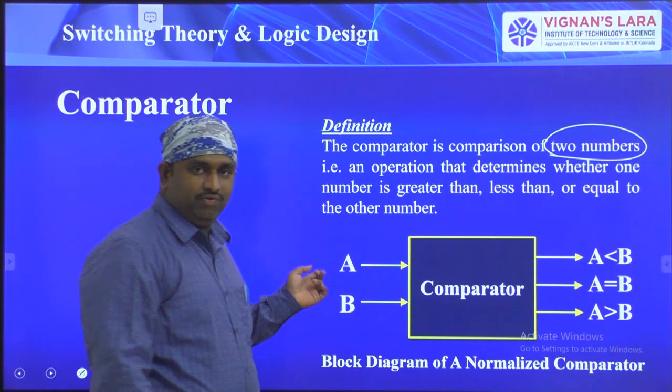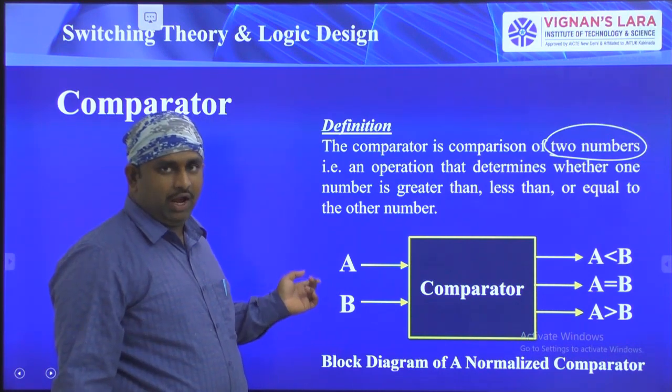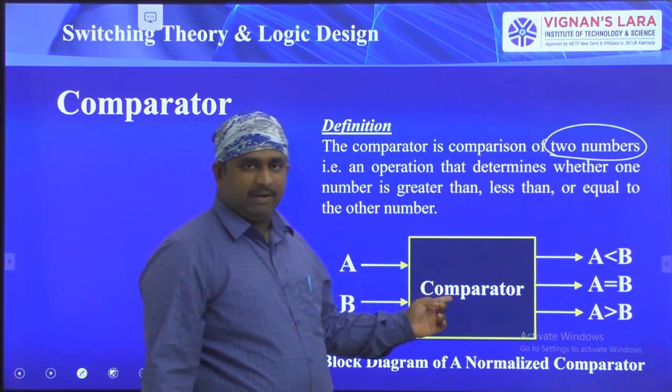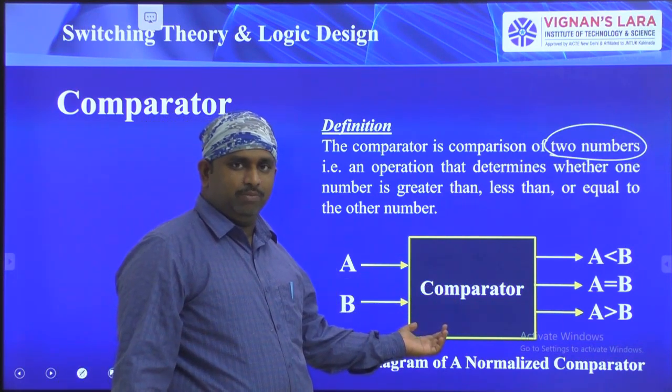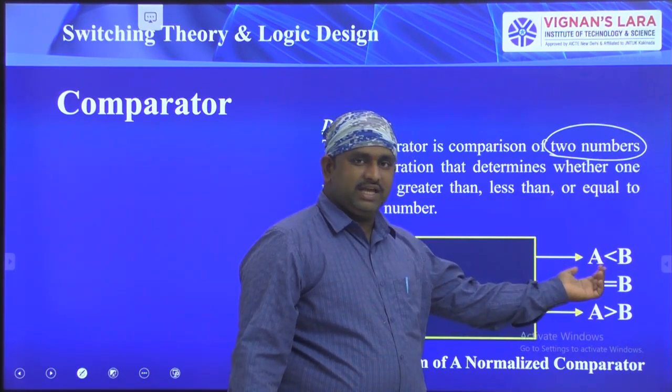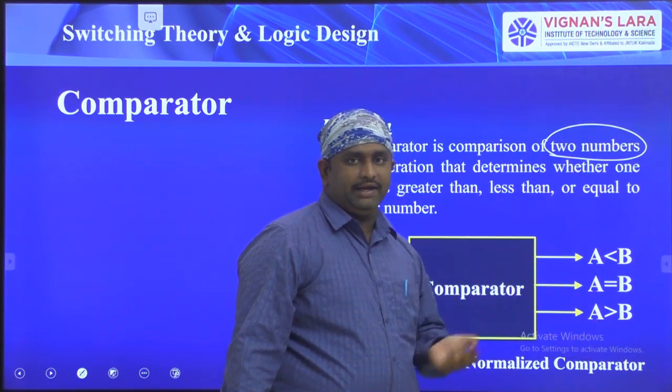So see here, I have given two numbers, that is A and B. I have given two pieces of information, and it is comparing these two. Some hardware is available under this comparator and it is giving three outputs: A less than B, A equal to B and A greater than B.